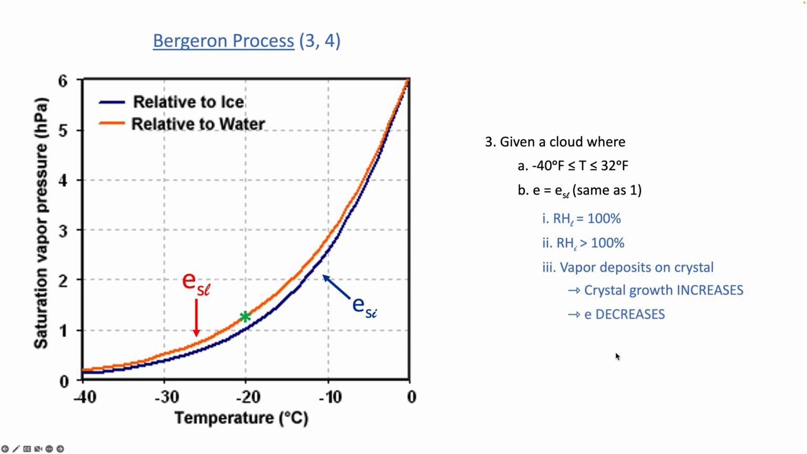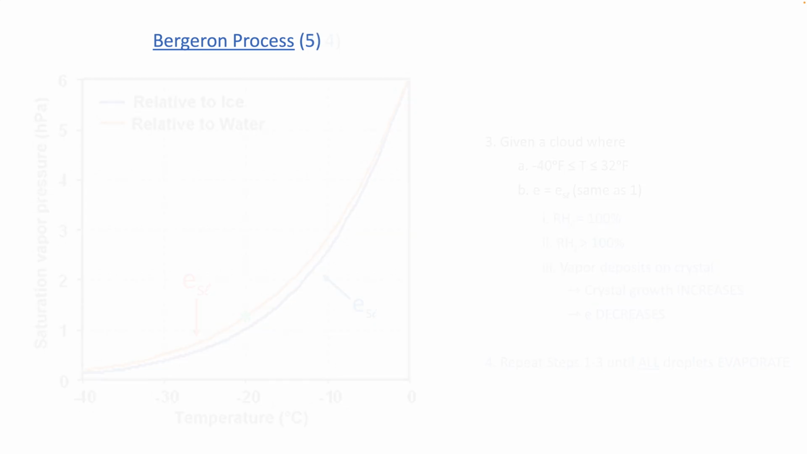And so we're going to again begin to remove vapor from the air in the cloud. And E, or the actual vapor content, is again going to decrease. And what's going to happen is we're just going to basically repeat steps 1 through 3 until all of the liquid water in the cloud has evaporated and the excess vapor has deposited onto the ice crystals in the cloud.